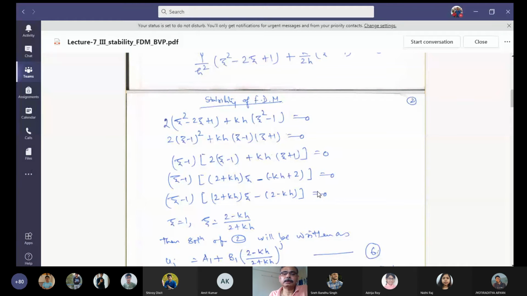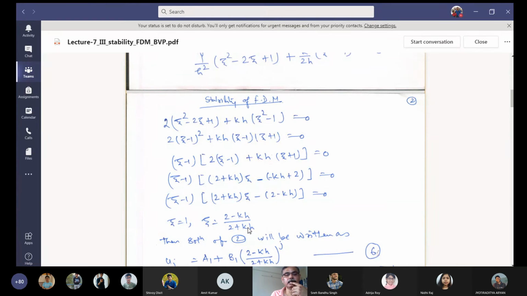Yes, sir. Simple. The way you have done earlier also, that you have divided by the lowest power of xi, and then you get some polynomial. So this is the same way we are getting the quadratic polynomial. Try to find out the solution of that. So it is written in that way: xi equal to 1. Either this is 0 or this is 0. So it will be xi equal to 1 or xi equal to 2 minus kh upon 2 plus kh. Is that right?